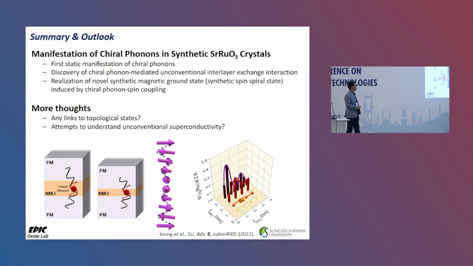And realization of this novel synthetic system can become a playground for many different topics in physics. Additional thoughts can be any links to topological states, because there are topological systems that exhibit this chiral phonon behavior. Also, because the 214 system is a superconductor, and as everybody knows, phonons are an essential part of superconductivity, and magnetism is also a part, we might think of some correlation between superconductivity and this phonon behavior. With that, I thank you for your attention.